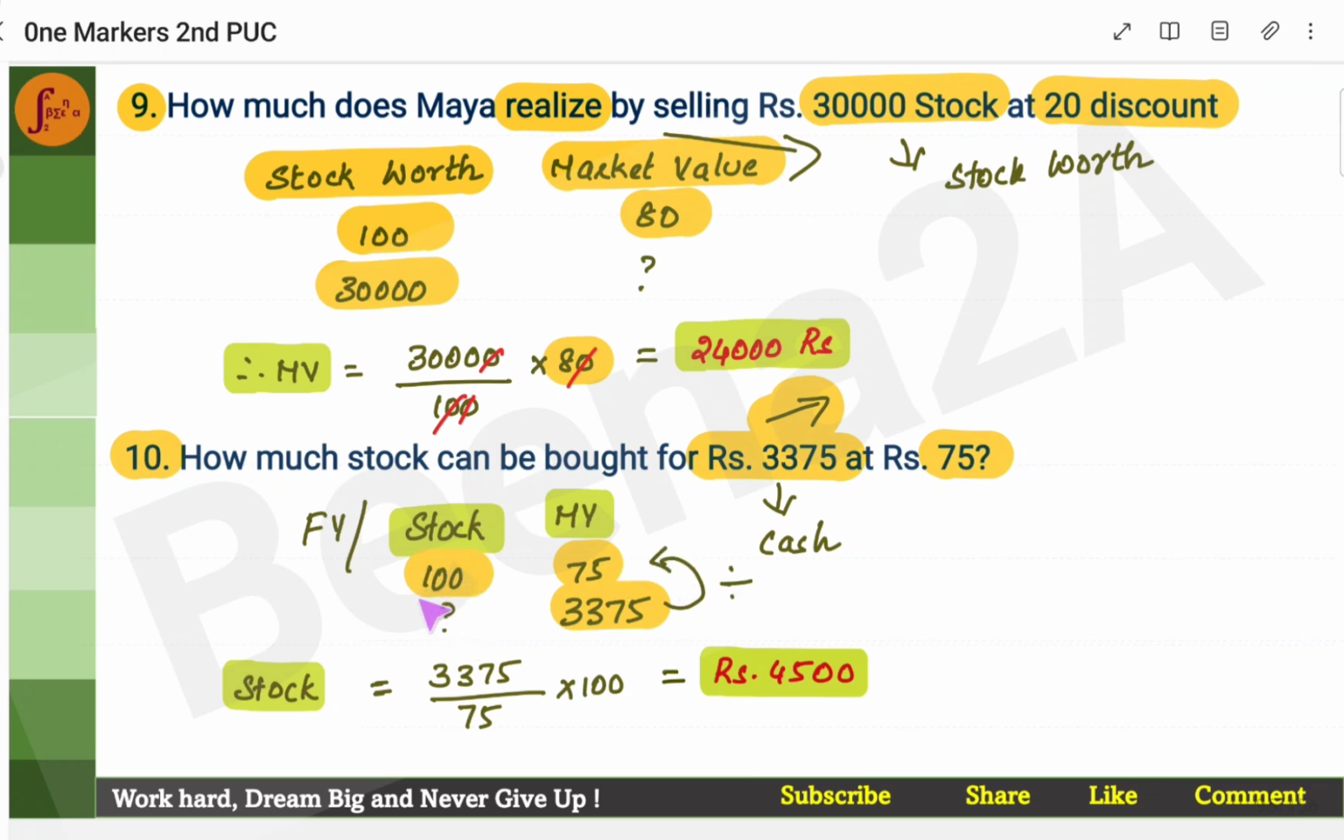So you need to find what would be the stock worth you will get by investing this 3375. So 3375 by 75 into 100. So 4500. See now, he is getting higher stock worth because he is paying lesser money. Instead of 100 rupees, he is paying a lesser value, which is 75 rupees. Therefore, he'll get bigger stock worth, right? This is like the discounted jeans. You are buying it at a lesser price, so the worth of the jeans would be more.